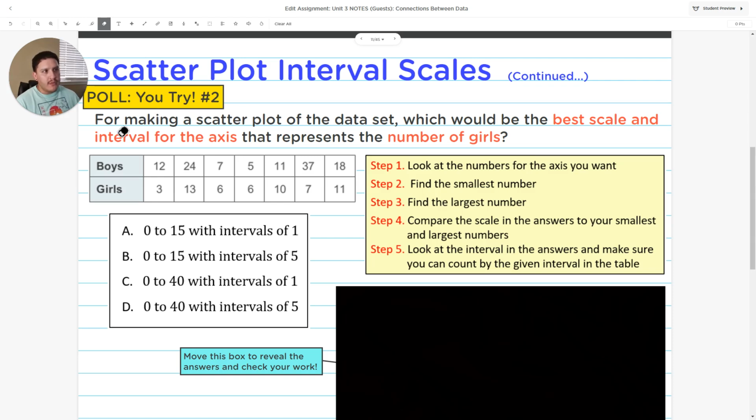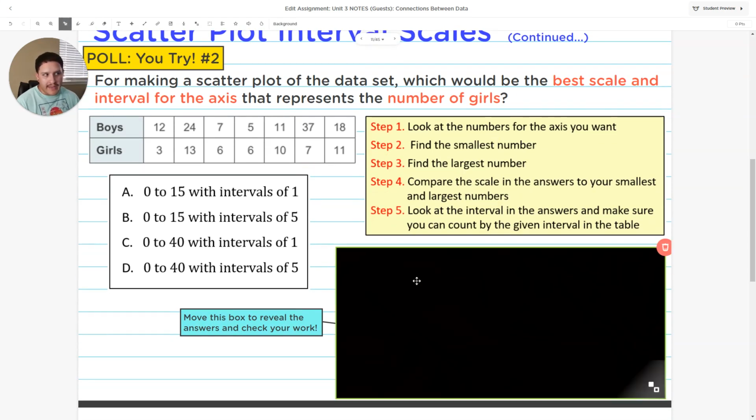So problem number 2, or you try number 2, for making a scatter plot of the data set, which would be the best scale and interval for the axis that represents the number of girls. And then, of course, if you're on ClassKick, you can move the box and check out your answer, see if you're doing this correctly. So pause the video, see if you can figure this out on your own. Otherwise, I'm going to continue on and show y'all how to do this.